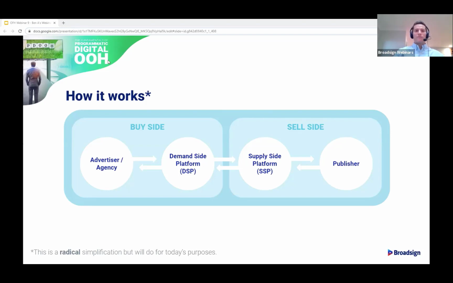Now, just as advertisers and agencies use a demand-side platform on the left-hand side to buy inventory and audiences, on the right-hand side, the publishers use a supply-side platform to sell their inventory and audiences. Put simply, a supply-side platform is software which allows the publishers to manage, sell, and optimize their inventory and audiences. And Broadsign also offers a supply-side platform to publishers, which is called Broadsign Reach.